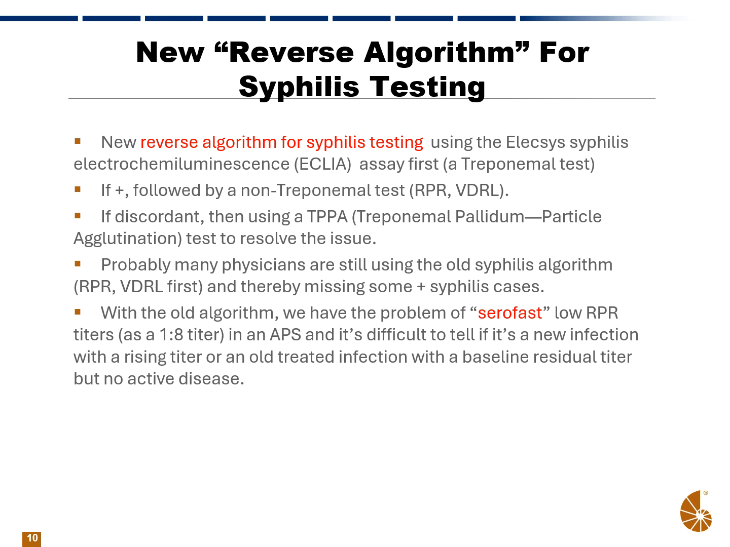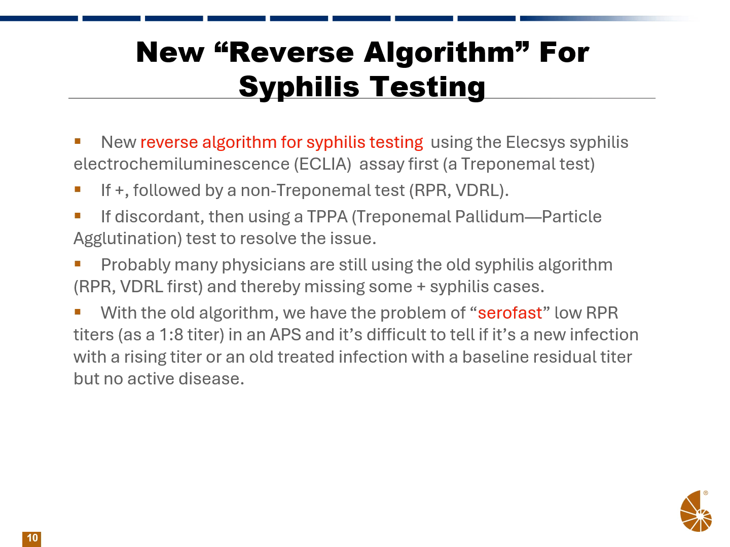So what has been reversed here is, in the past, RPR was done first, and then another test that was a treponemal test would follow it. Now the algorithm has been reversed, and the treponemal test is done first, and the non-treponemal test is done later. If the two tests are discordant, in other words, they're not both positive or not both negative, a TPPA test is done, which stands for Treponema pallidum particle agglutination test.